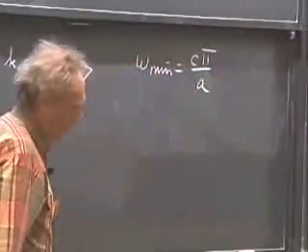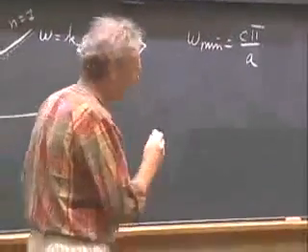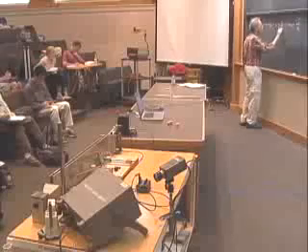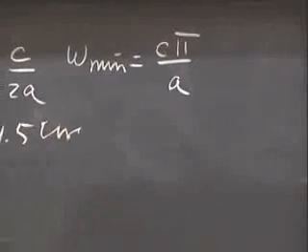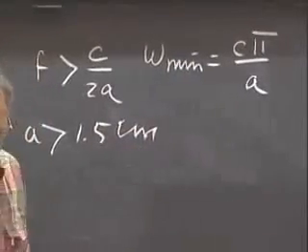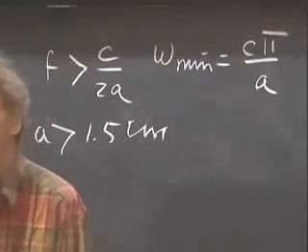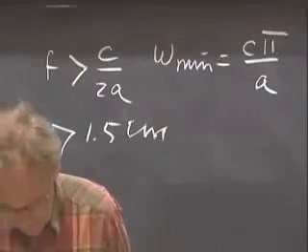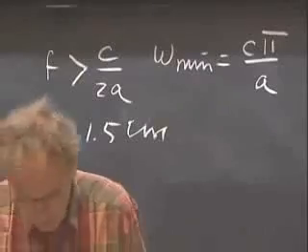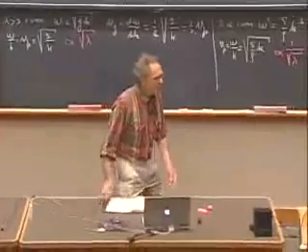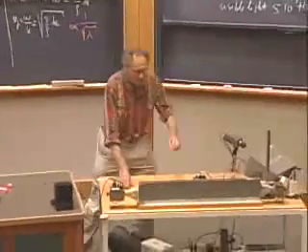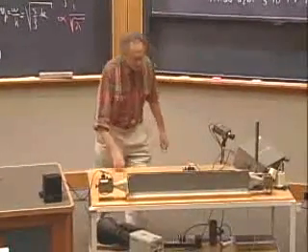And so a required frequency is that f is larger than c divided by 2a. That means a has to be larger than 1.5 centimeters. And that is so non-intuitive. And this is what I want to demonstrate to you. So we have there those two plates, and the plates are now something like 2 centimeters apart. You can check this after the lecture.